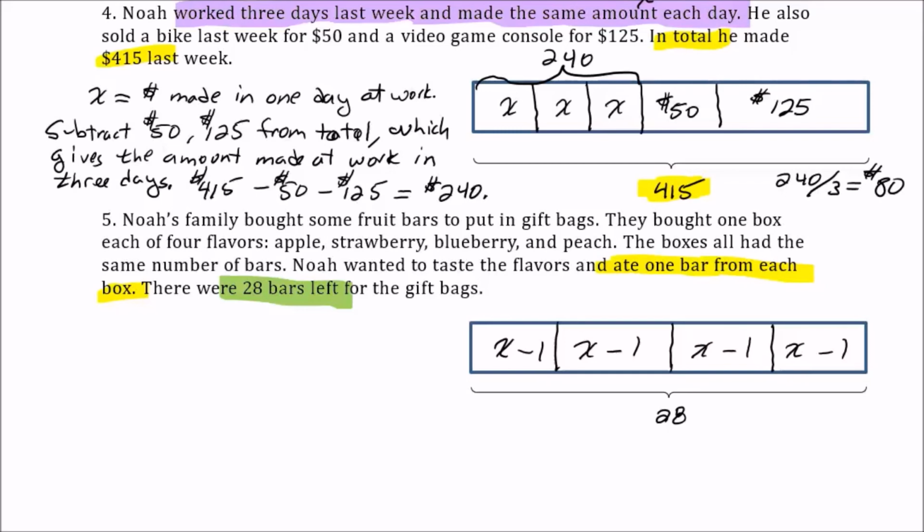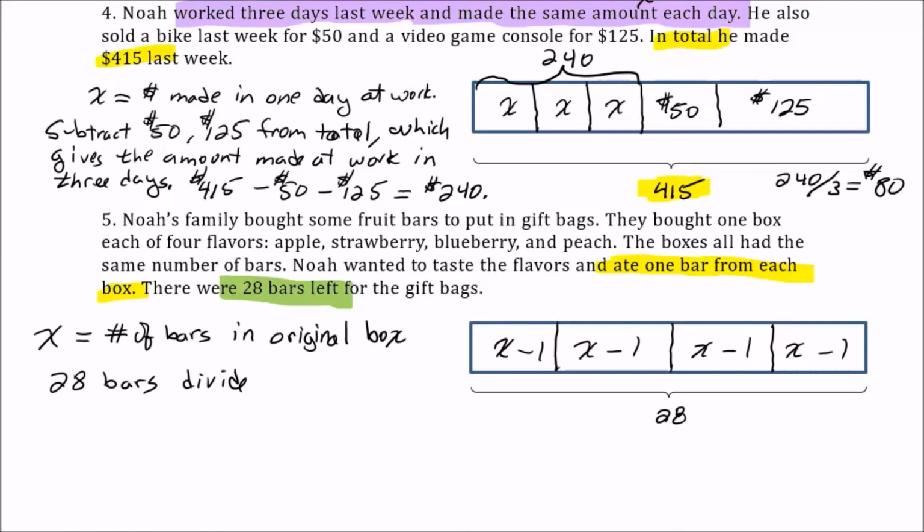All right, so now how are we going to figure out how many bars were in the original box, which is X? X is the number of bars in the original box. I'm just using the word original here to signify like before he ate it. Before he ate 1 out of the original box. All right. So if we take our 28 bars and we divide by 4, that will give the bars in one box.